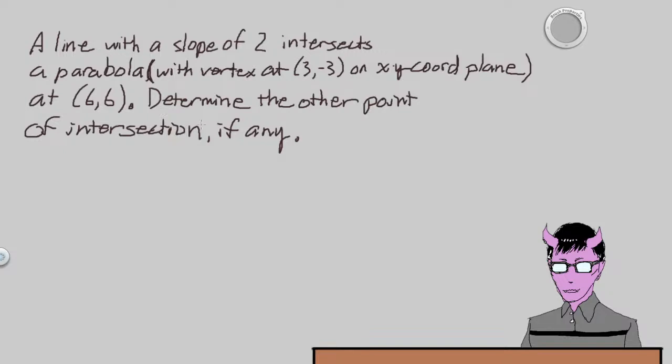And then what? Determine the other point of intersection, if any. Okay, well, it's not too bad. I thought it was worse than what I had initially evaluated. But, so we have a line with a slope of 2. So y is equal to mx plus b.